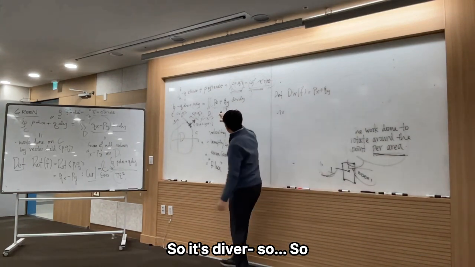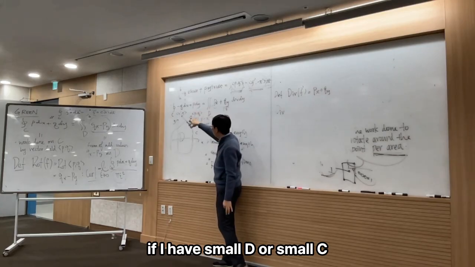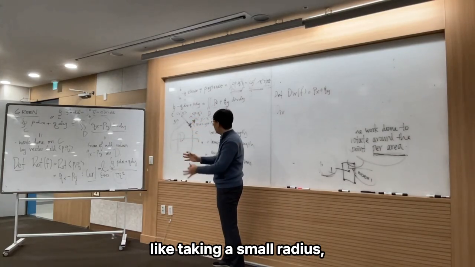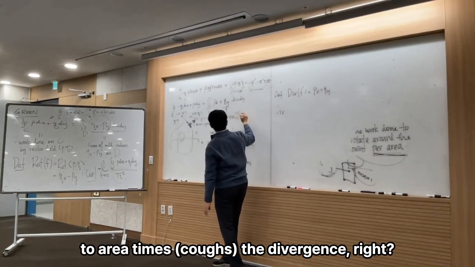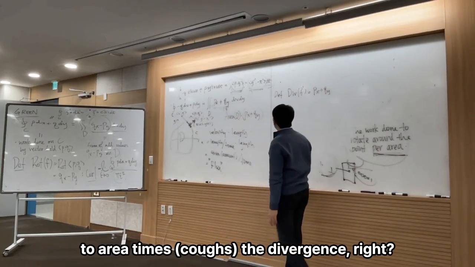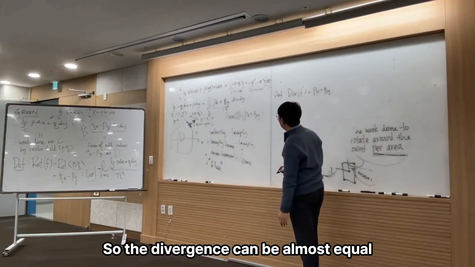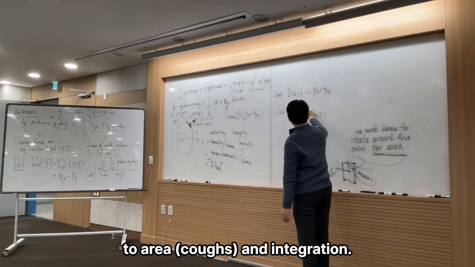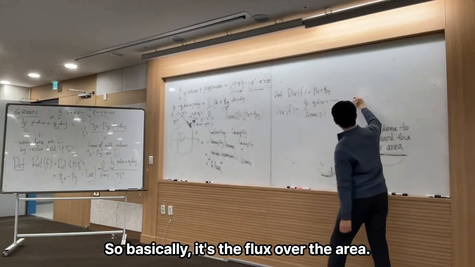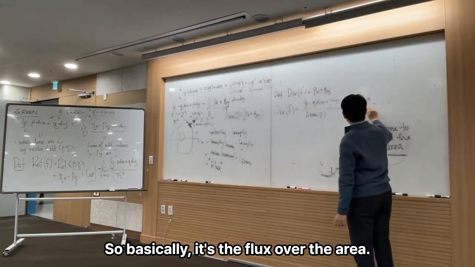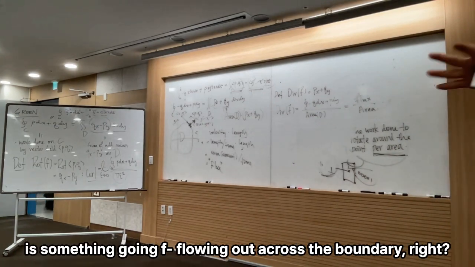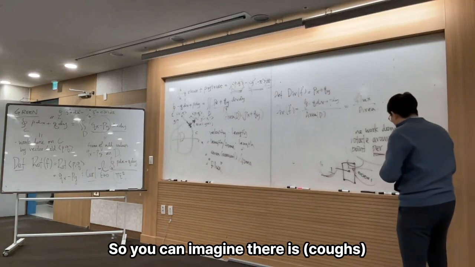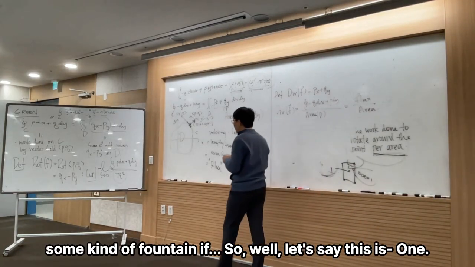If I take a small radius, then this double integral is almost equal to the area times the divergence, right? So the divergence is almost equal to the integral divided by the area. Basically, it's the flux over the area. So what does that mean? Flux is something flowing out across the boundary, right? So you can imagine there is some kind of fountain.